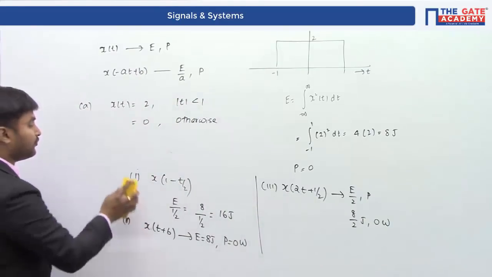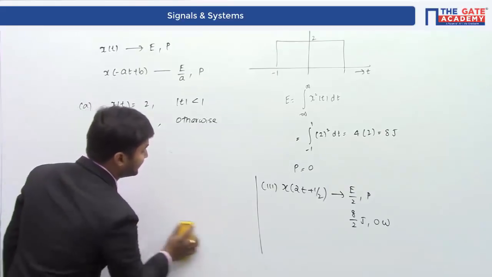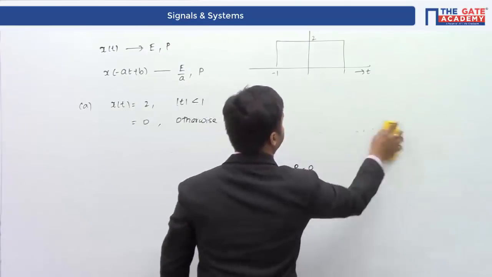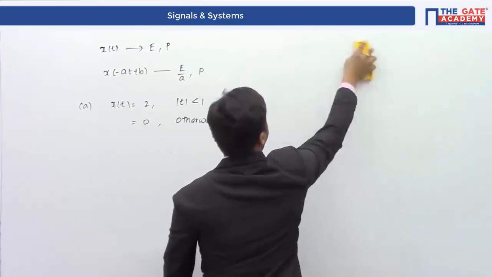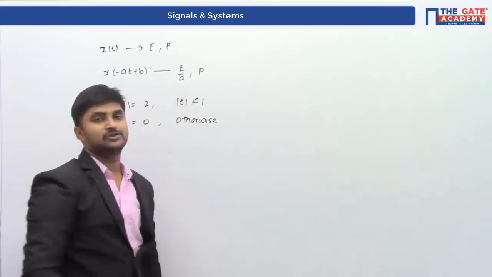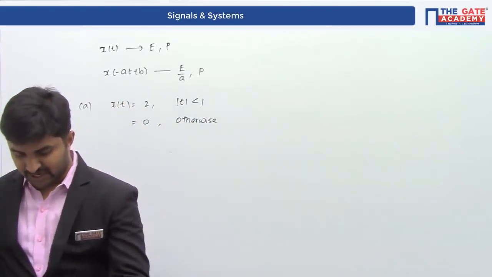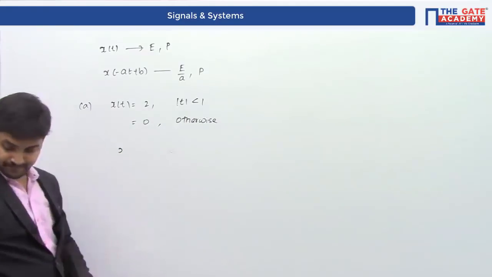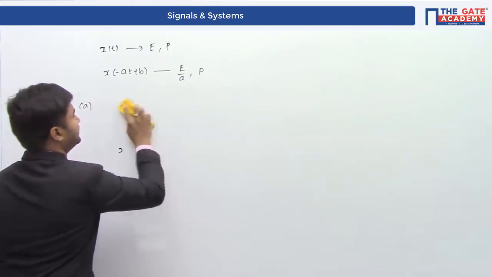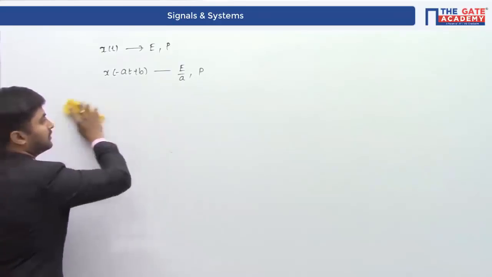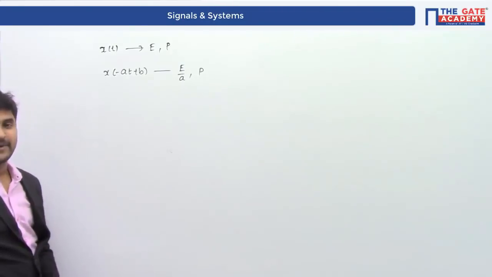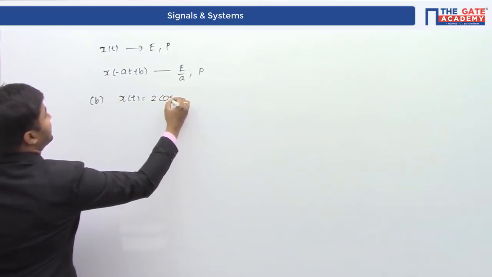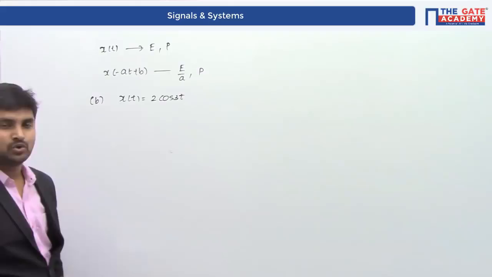Right? So now let us go for the second part. What is the second part given as? The part B. Here it is going to be a sinusoidal function, which is x of t is equal to 2 cos 3t. So the part B is given as x of t is equal to 2 cos 3t.